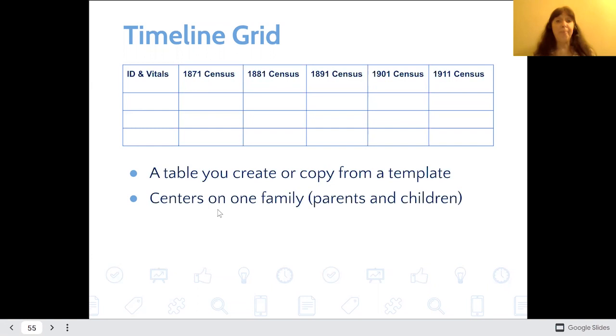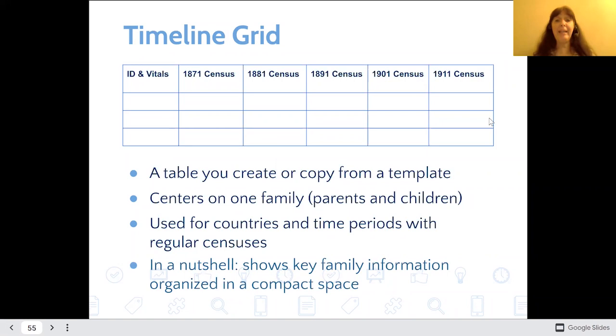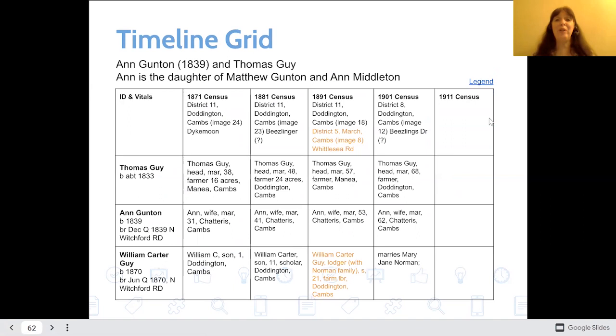So a couple and their children. It's, as I said, most useful in countries and time periods with regular census records. It doesn't help so much in pre-1841 England, where you're mostly using church records. This format doesn't really work there. And in a nutshell, it shows key family information organized into a compact space. This is an example of a completed grid. If you're like me, it helps me a lot to see something instead of just hear about it.